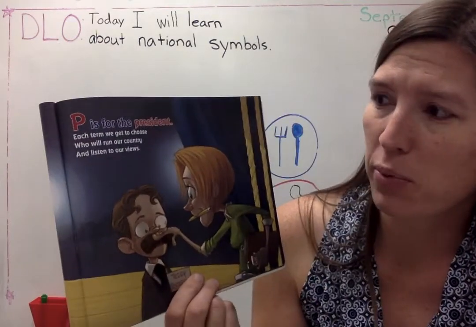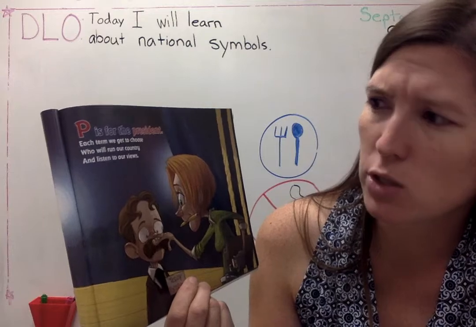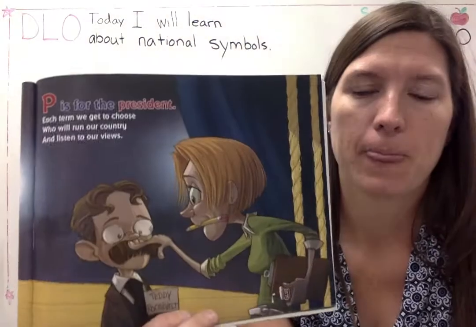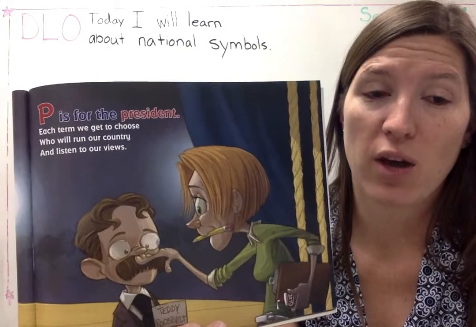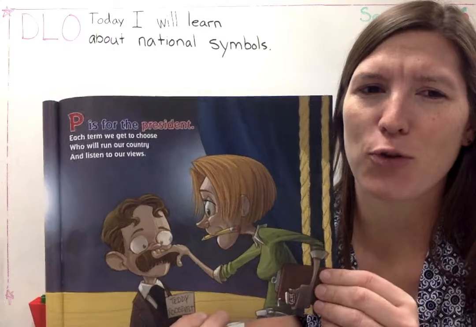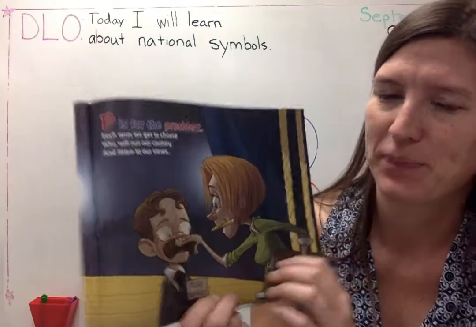P is for the president. Each term we get to choose who will run our country and listen to our views. We've had 45 presidents, right? Is Trump 45? I think that sounds right.